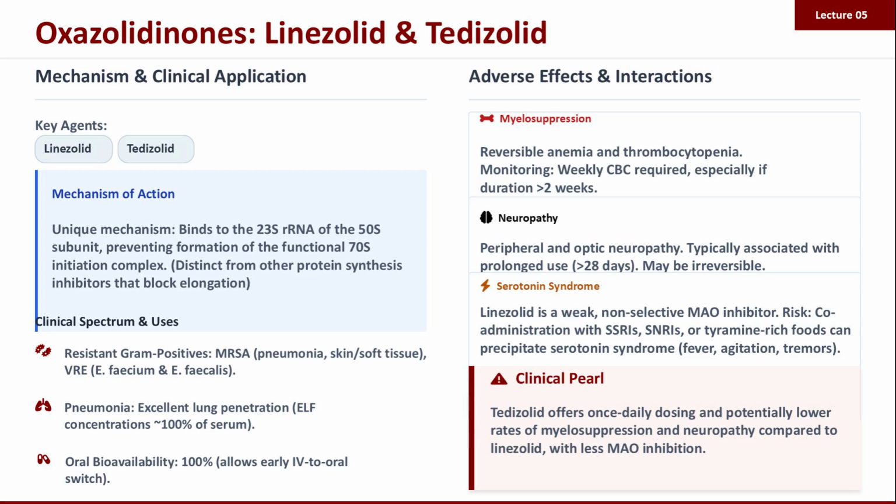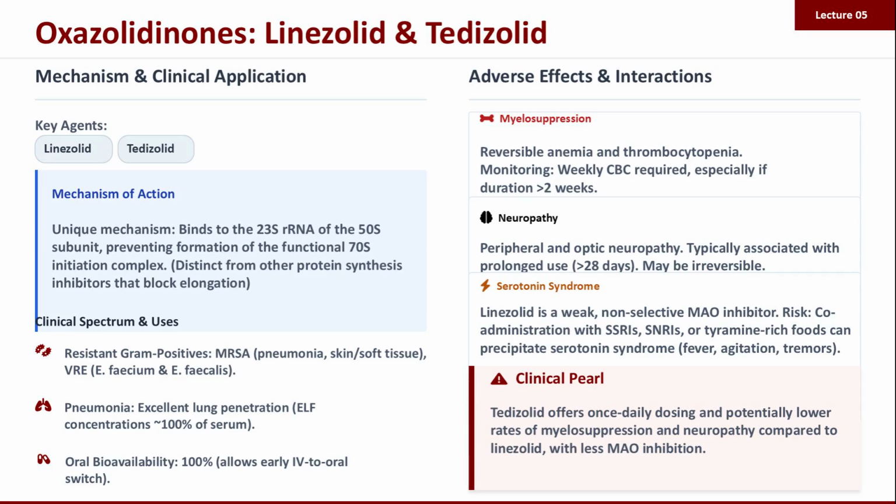The most common is myelosuppression, especially thrombocytopenia, so patients need regular CBC monitoring, particularly if treatment is longer than 2 weeks. Another serious effect is neuropathy, including optic neuropathy, especially with prolonged use. A very important point, linezolid is a weak MAO inhibitor. Because of this, it can interact with drugs like SSRIs and SNRIs, leading to serotonin syndrome. So always be careful with drug history.